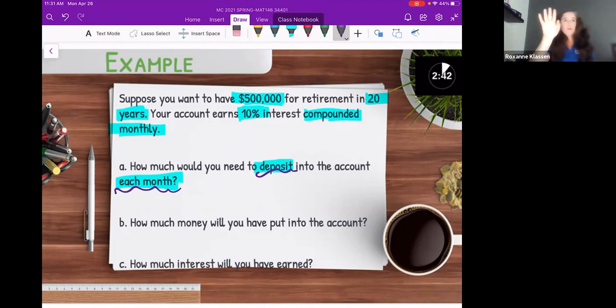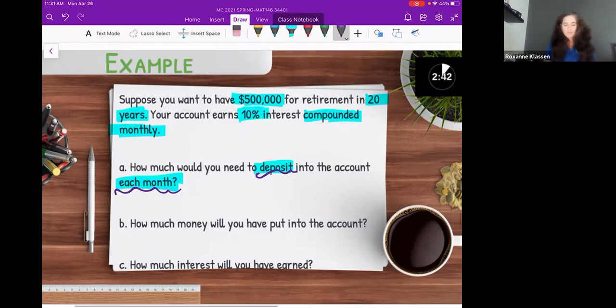Okay, because that's the hard part of the problem, right? Besides just making sure you get all your parentheses in there. So here's the formula we're going to use. Payment equals future value divided by the quantity (1 plus r over n) to the n times t power minus 1, all divided by r over n, like that.